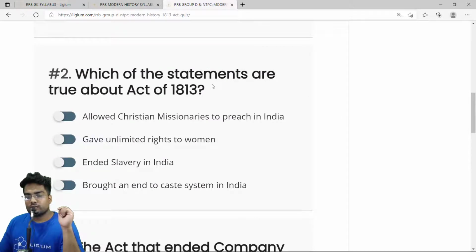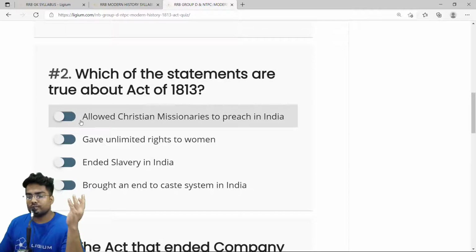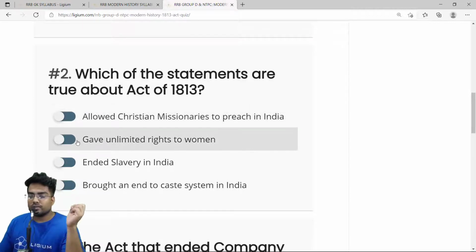So the second question is, which of the statements are true about the Act of 1813? The first option is allowed Christian missionaries to preach in India. So this is actually true. The Act of 1813 allowed Christian missionaries to preach in India. Then we have the second one, gave unlimited rights to women. So this is not true. The British at the earliest stages weren't really concerned about women's rights.